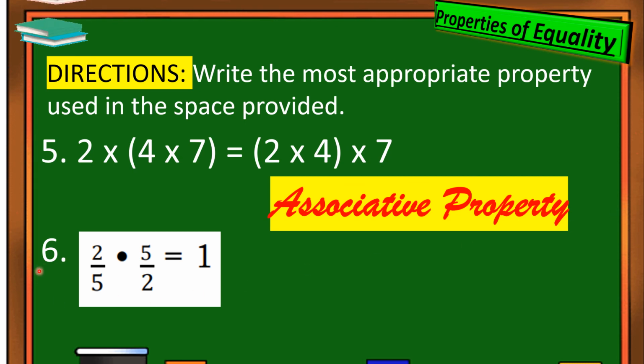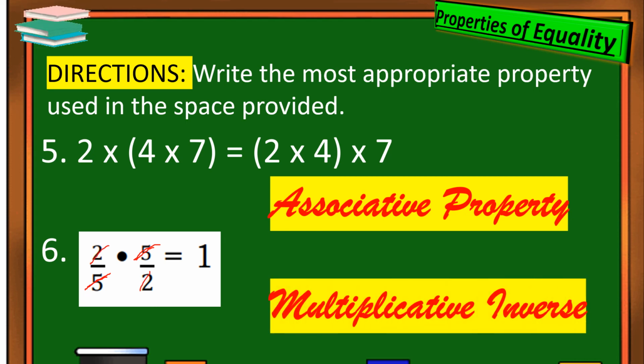And how about number 6? 2 over 5 times 5 over 2 is equal to 1. Naalala nyo to? Kasi you can cancel them. 5 divided by 5, that's 1. 2 divided by 2, that's 1. See, the answer is 1. So, it is multiplicative inverse.